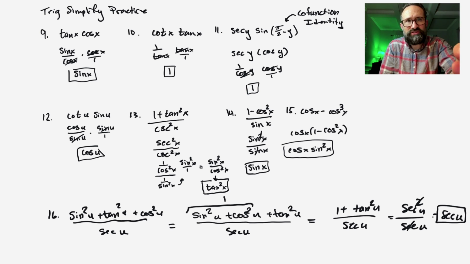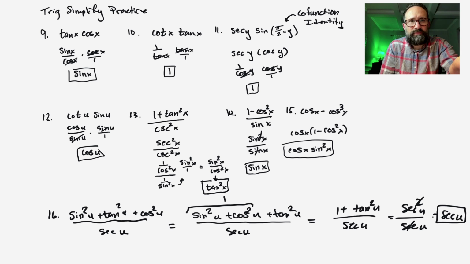Number 12 is exactly like number 9. They just did kind of the reverse of that. Instead of tangent, we have cotangent. Flip that over, I'm looking at my tangent identities again, and then I'll bring that down, get some cancellation to happen, and I've got cosine of u.